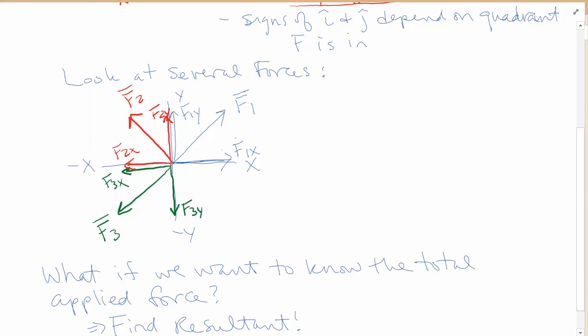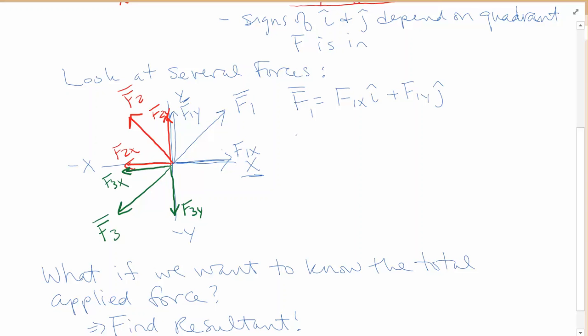So now we've broken up the three forces into their components, and now we can write out the force vector for each of these forces. So let's start with F1. The force vector F1 would be written as F1x i plus F1y j. And we need to choose the positive unit vectors because again we are in this quadrant where we have positive x and positive y.